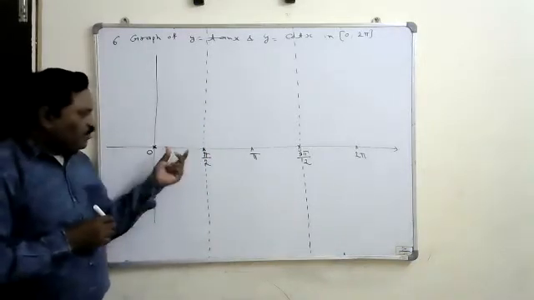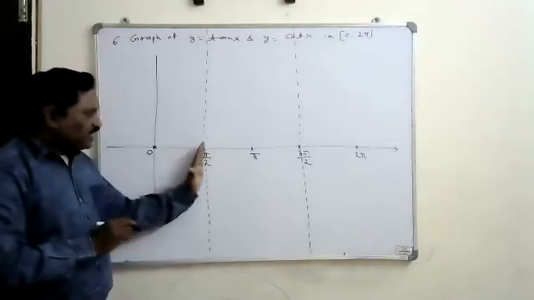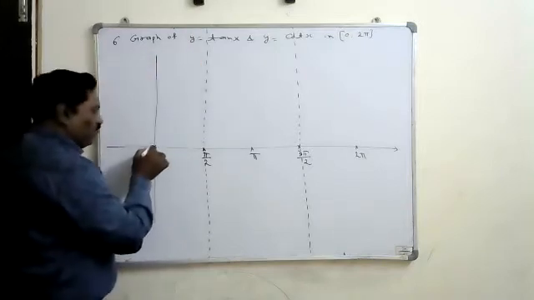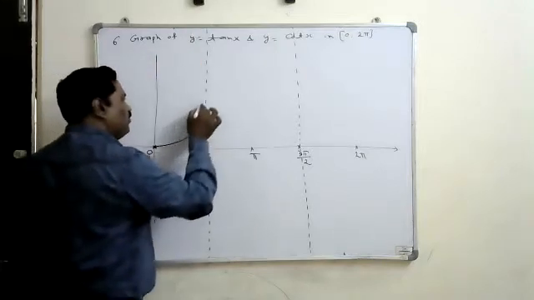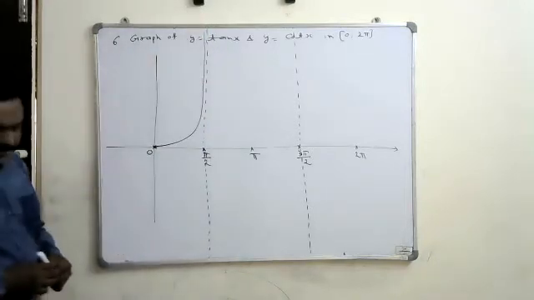But 0 to pi by 2 is the angle of the first quadrant, so tan is positive. That's why less than pi by 2, it reaches positive infinity. Means it starts from here and reaches positive infinity, going along this line. This is the graph of tan x.